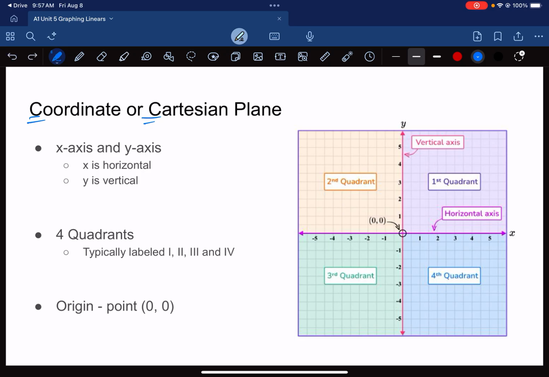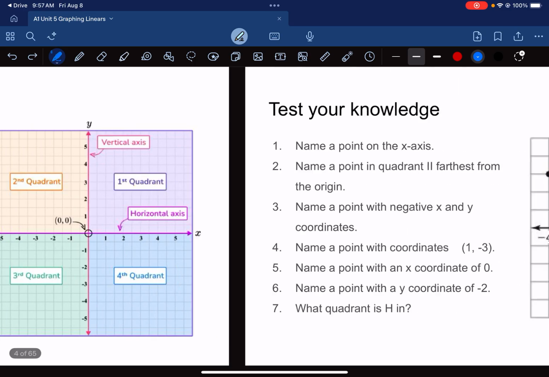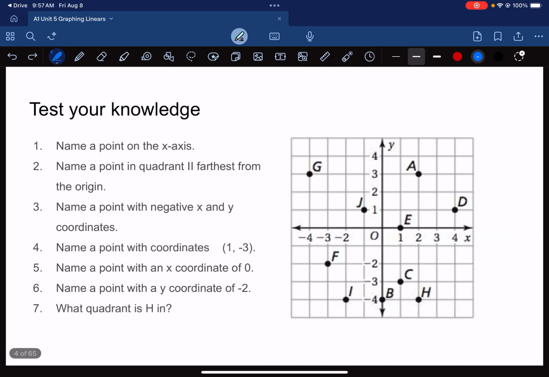The origin is just that point at the very center where the x and y axis intersect. That has coordinates 0, 0. And you can see to the right on the x is positive, to the left is negative. For the y-axis, up is positive numbers, and down is negative. So let's see what you guys can do here with these questions. Go ahead and just stop the video and try and answer all those, and then we'll turn it back on and see how you did.